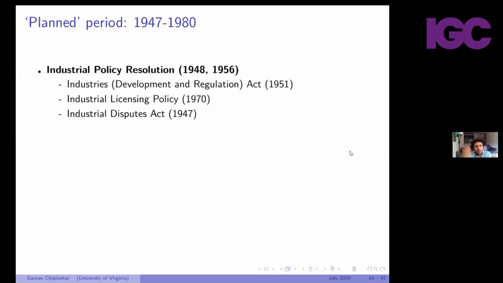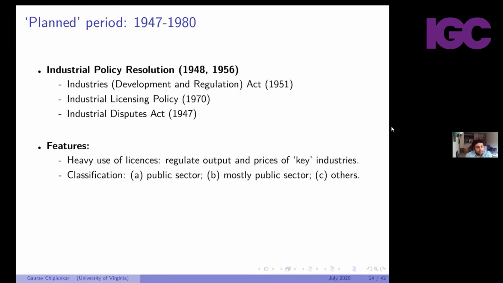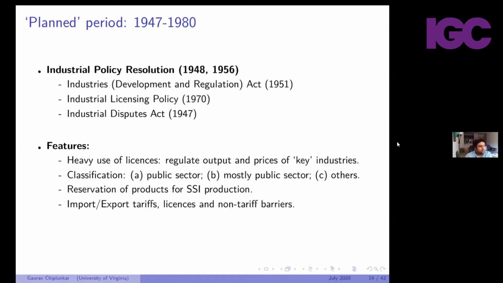So these were some of the oldest acts, since the 1940s and 1950s, that are still very binding and ongoing even today, in terms of how hiring and firing policies work. And I think the key feature, when they were designing it right after independence, was heavy use of state regulation. They wanted heavy use of licensing to regulate, especially the key industries like the public sector. In fact, at that point the only classification was mostly public sector, and then others. So there was no notion of a dominant private sector, even in the industrial classification.